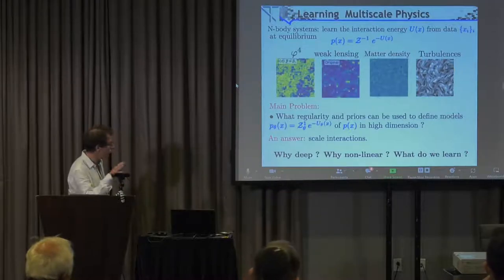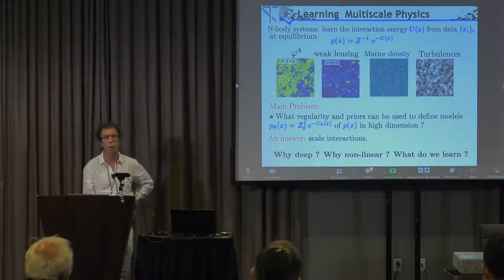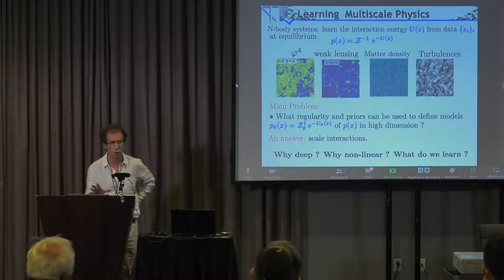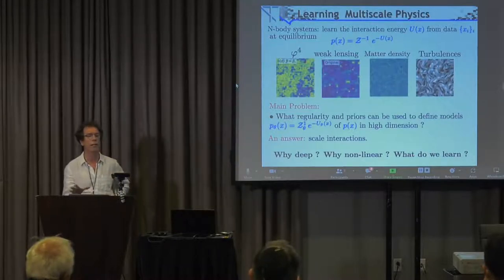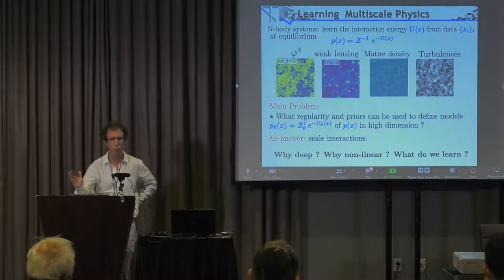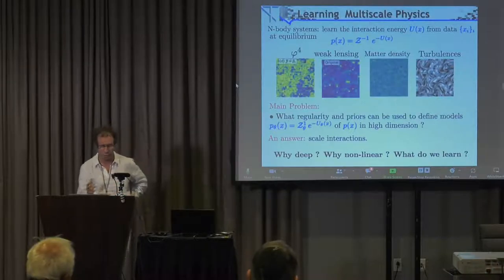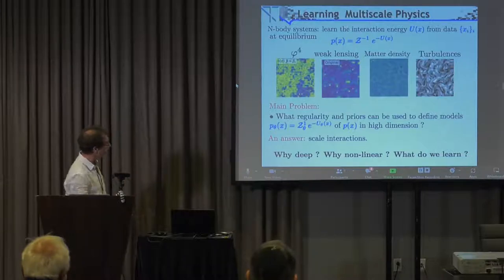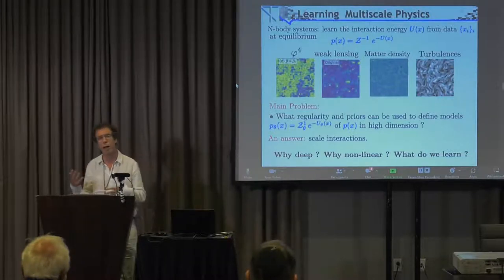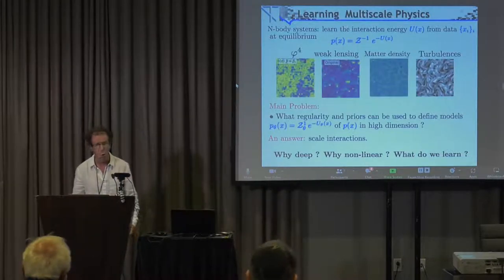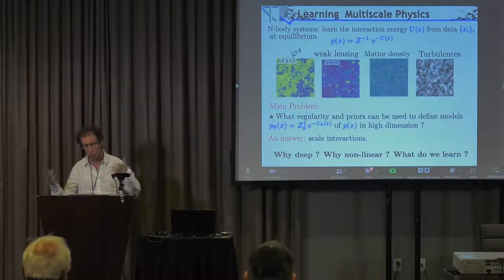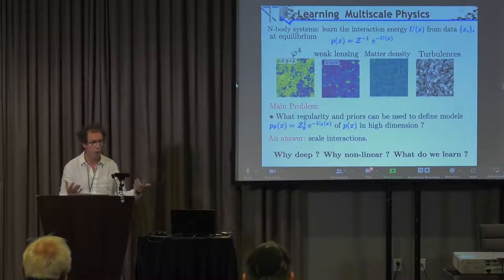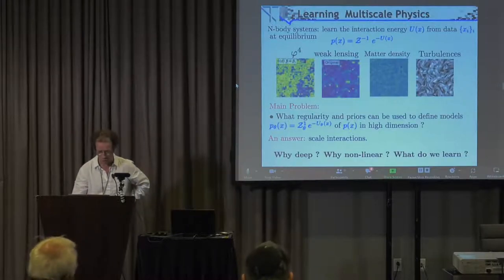So I'll try to focus on one answer, which is scale interactions. And I would like to show here that scale interaction allows us to go pretty far by mixing physics and machine learning. And of course, when going through this path, we'll have natural questions emerging. Why should we use deep structure? Why nonlinear? What do we really learn on this path?